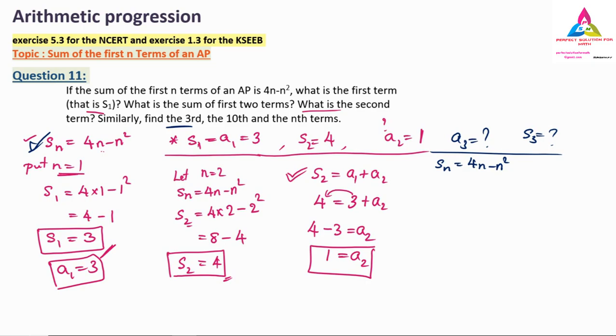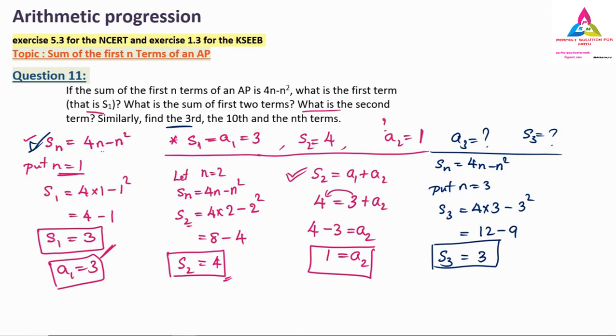In this we now have to substitute the n value as 3. Whichever term you are finding, that number you have to substitute. So S3 is equal to 4 into 3 minus 3 square. 4 times 3 is 12, minus 3 square, which is 9. So what is the sum? 12 minus 9 is nothing but 3. So the S3 value is 3.